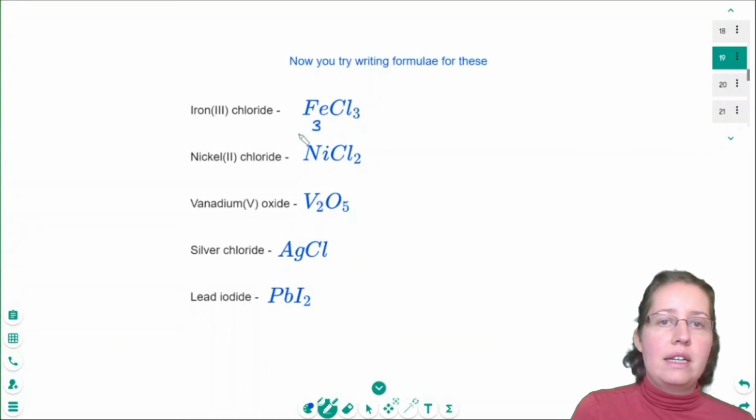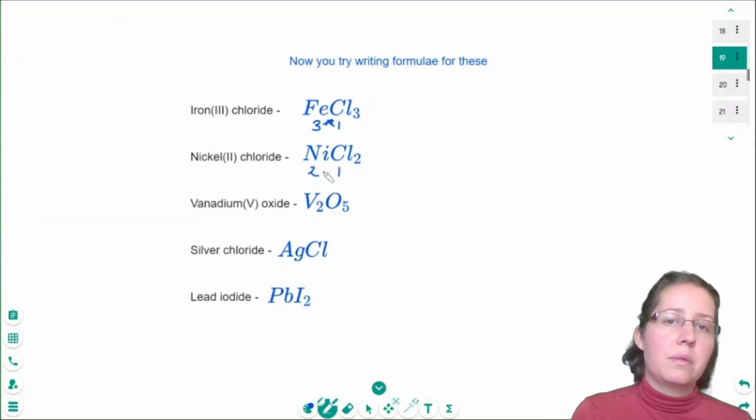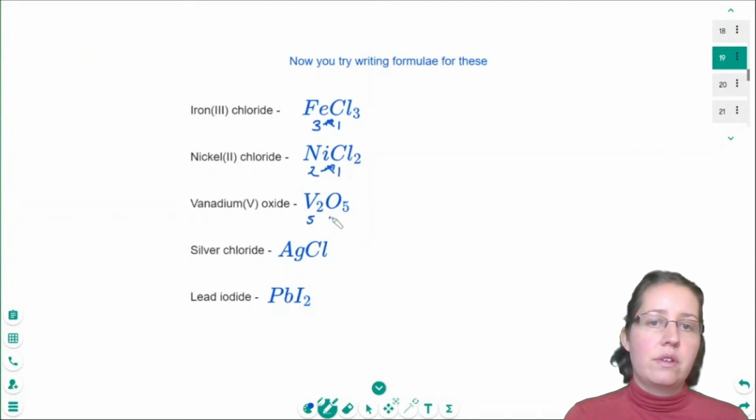So iron valency 3 as written in the formula. Chlorine has valency 1. Crisscross, FeCl3. Nickel valency 2. Chlorine valency 1. Crisscross and you get NiCl2. Vanadium 5 oxide. It's quite unusual to have an oxidation state as high as 5, but they can actually go up to 7 for some elements. So vanadium's got a valency of 5, oxygen valency of 2, crisscross, and you get V2O5.